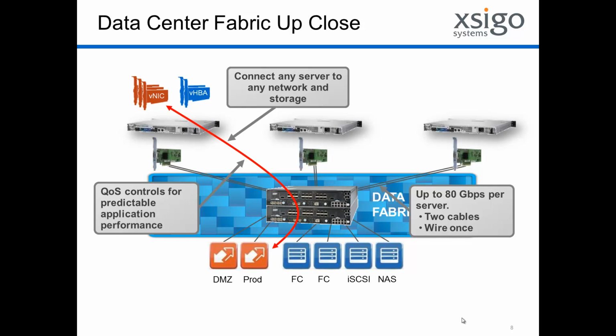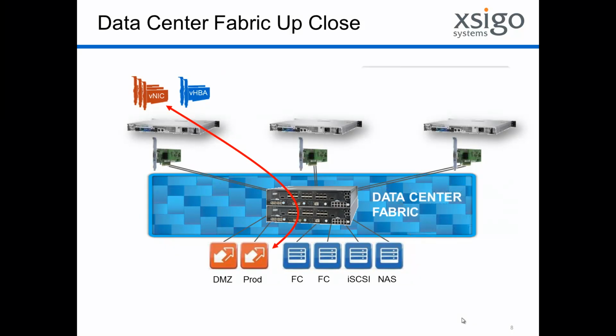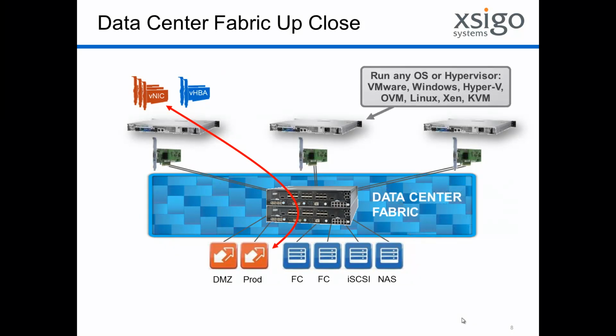What the hypervisor and operating system see inside the server are virtual NICs and virtual HBAs. So they're not actually seeing that physical card. What they're seeing is that card being virtualized into multiple resources. Just as you would virtualize a processor to create multiple virtual machines, you're taking that single physical card and virtualizing it to create multiple virtual NICs for Ethernet connections and multiple virtual HBAs for Fibre Channel connections.